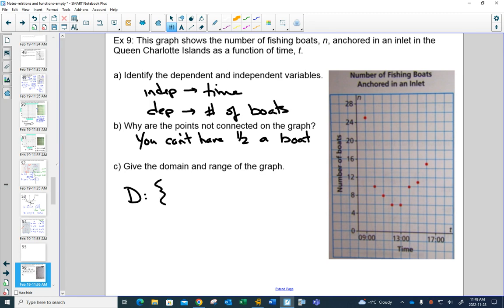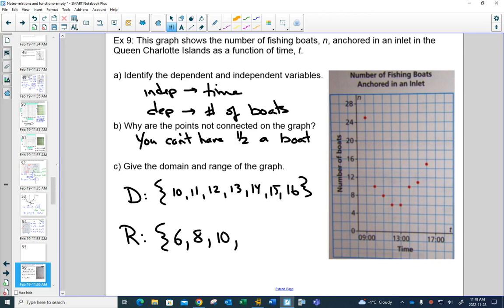So if you just have points, your domain is just the times. Our domain includes 10, 11, 12, 13, 14, 15, and the last one is 16. And the range, we have 6, 8, 10, 11, and 15.